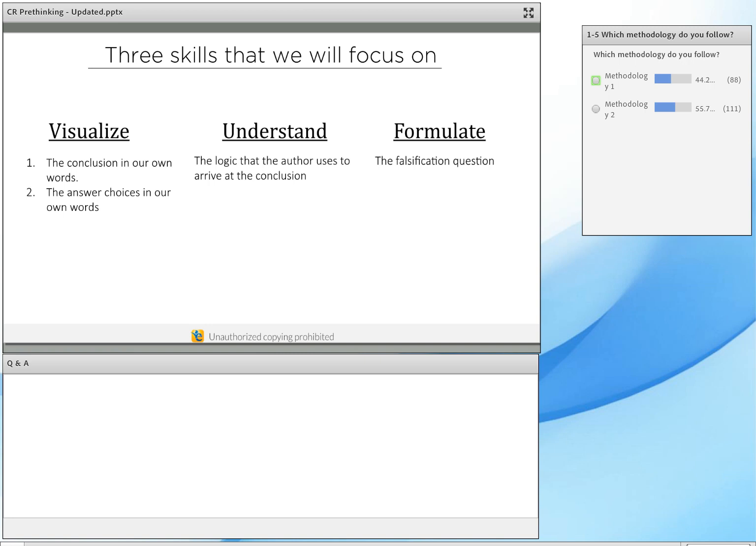The second thing is you're also going to visualize the answer choices. As you read an argument, you do the pre-thinking, you come to the answer choices. One of the reasons why people make mistakes is they fail to read the answer choice in isolation. They just read the answer choice applied to the argument without comprehending what the choice is saying. The way we look at the conclusion is the same way we're going to look at the answer choices.